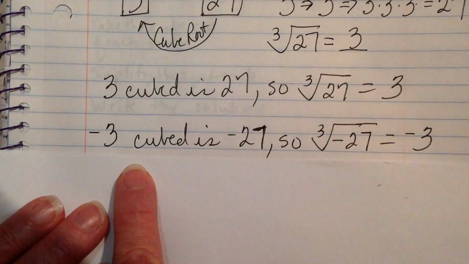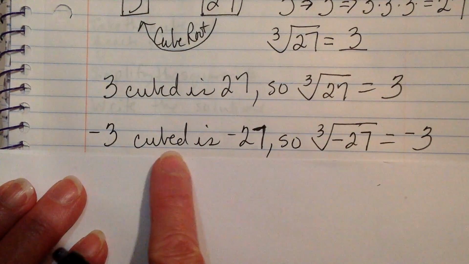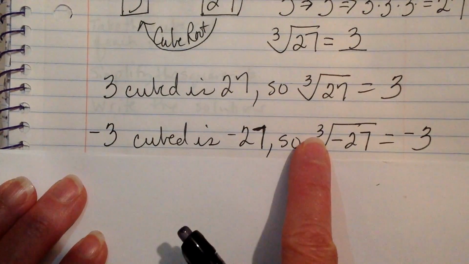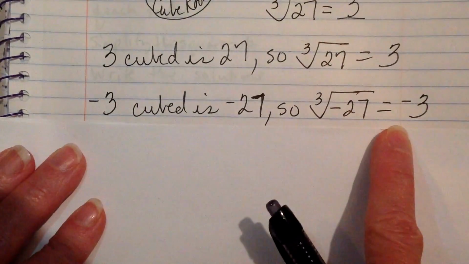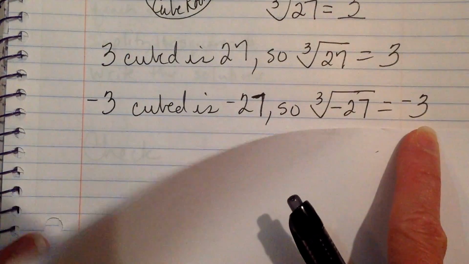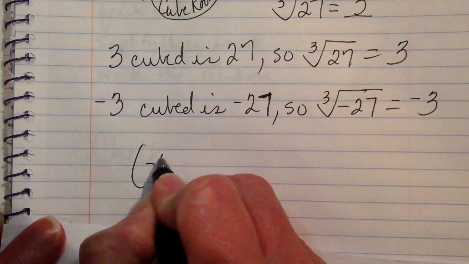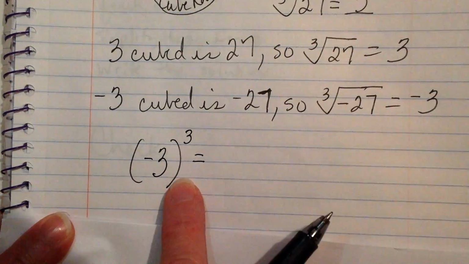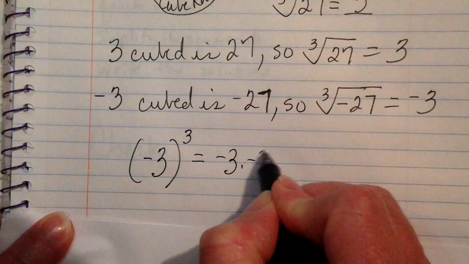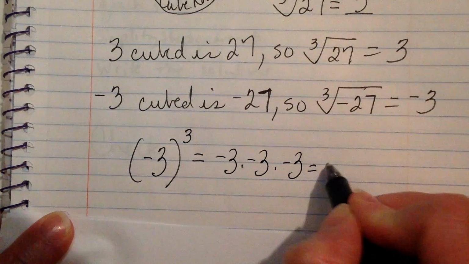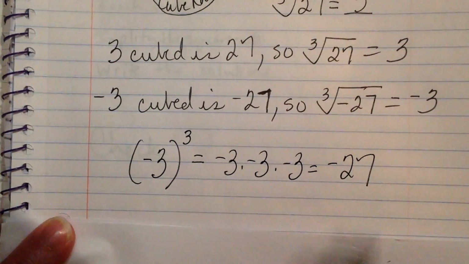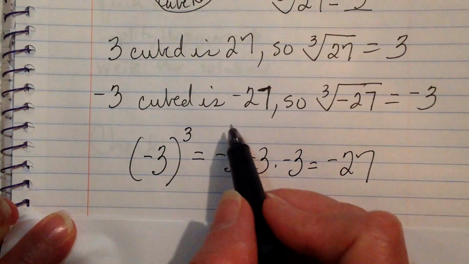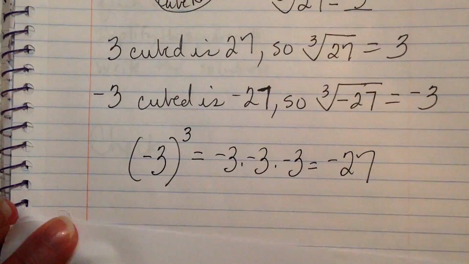Let's take negative 3. If you take negative 3 and cube it, you get negative 27. So the cube root of negative 27 gives you negative 3. Again, if you plug in negative 3 and you cube it in your calculator, you have to put parentheses. This is negative 3 times negative 3 times negative 3, which would give you negative 27. Make sure that when you're raising a number to a power on your calculator that you put parentheses.